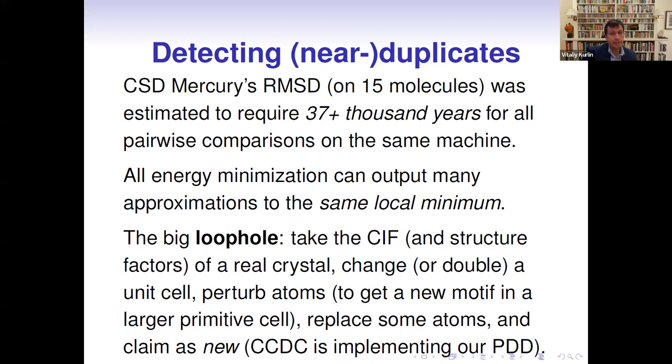And near duplicates, as you have seen, exact duplicates or near duplicates, appear not only in real databases, as we have discovered, but also in simulations. In simulations, we could produce many more crystals, and they produced approximations to local minima of complicated energy functions. Every such optimization is iterative, so it stops at a certain approximation, often to the same local minimum. And since we could come to a local minimum from different directions in a high dimensional space, with very similar approximations, they could look different at the level of CIF files.